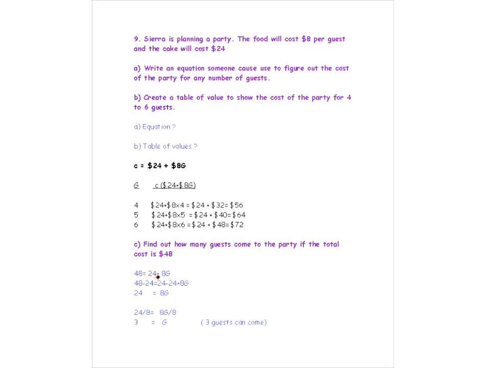Since we have 8G plus 24, we need to get rid of 24 as our first step, so we subtract 24 from both sides. 48 minus 24 gives us 24 on the left, and on the right side we're left with 8G. So now we have 24 equals 8G. We want just G on the right-hand side. Since we have 8 times G, what's the opposite of 8 times? We're going to divide both sides by 8. 24 over 8 is 3, and we're left with G on the right. 3 guests can come.